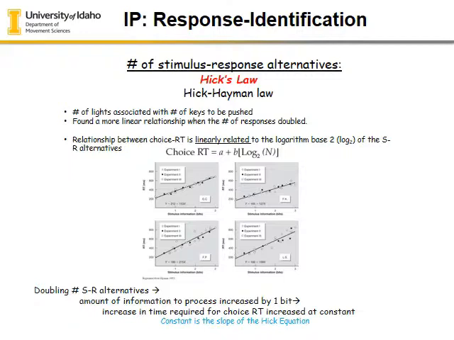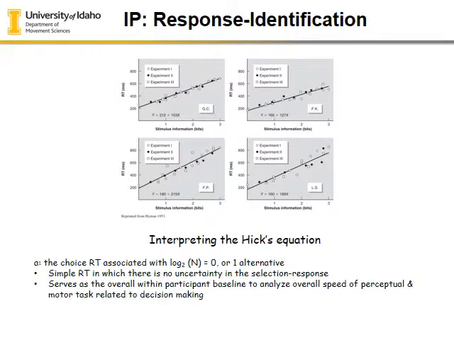Each one of these dark lines on these graphs, which I'm now making red, is the slope of the line, right? They're making a linear regression, and that's what this equation is. It's basically just a regression equation where the A, as we go forward, is simply the y-intercept. Basically, if you had 1 alternative, this would be the choice reaction time.